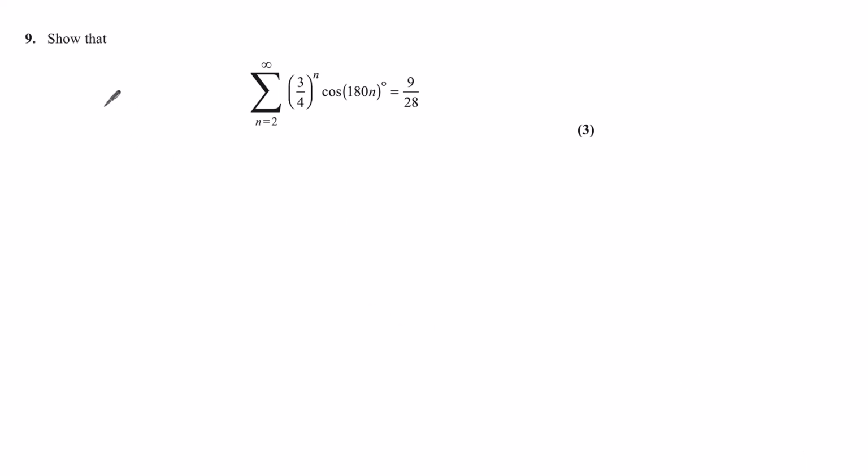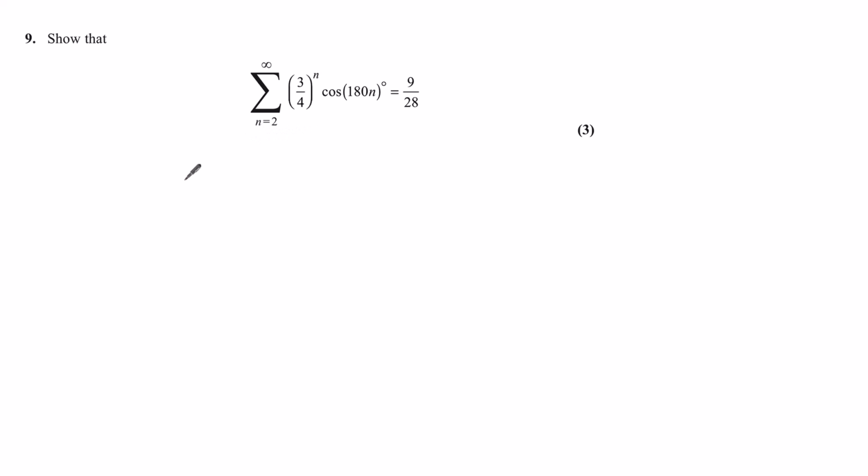Question 9. Show that the sum from 2 to infinity of (3/4)^n cos 180n degrees is equal to 9/28 for 3 marks. So this is a sum to infinity of a geometric series.